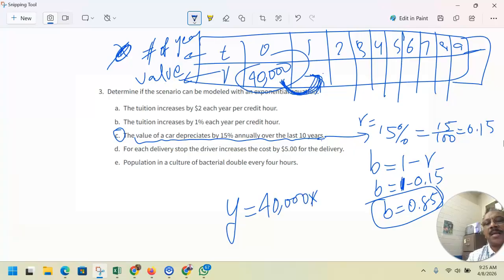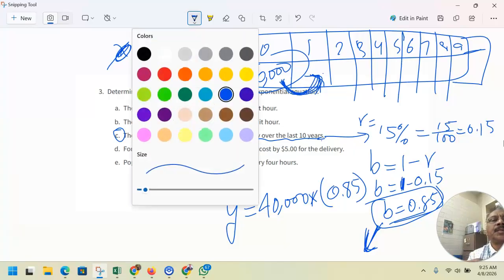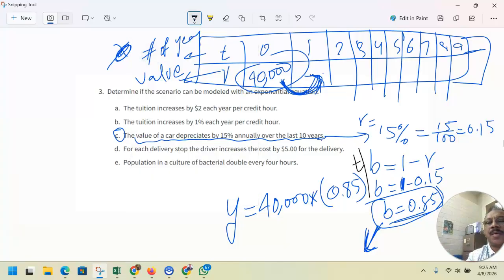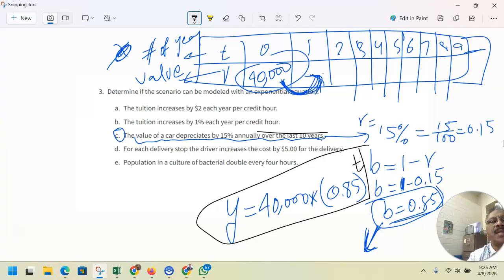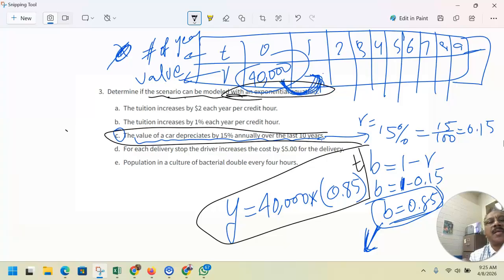And then the exponential multiplier, I don't say growth, but that is the exponential decay factor. So this decay factor is 0.85, raised to how many years since you bought. This has become the exponential model for this one. Yes, this scenario can be modeled with an exponential. So not only can it be, we already modeled it right here. If your original car cost 40,000, this is how it is.